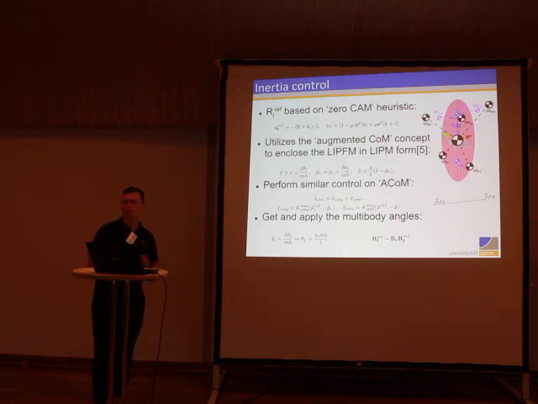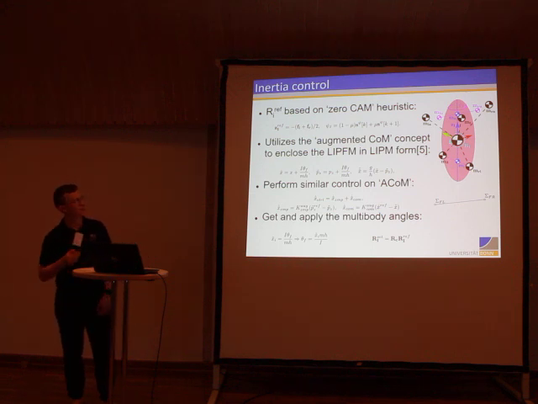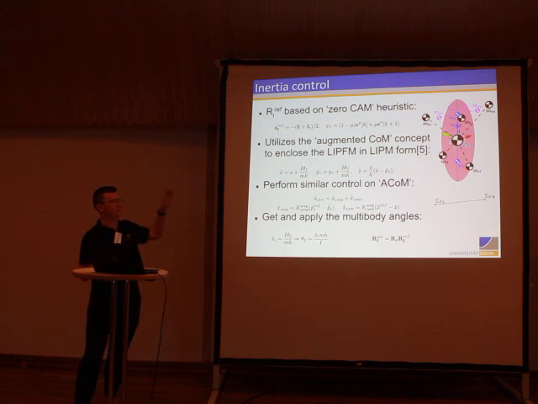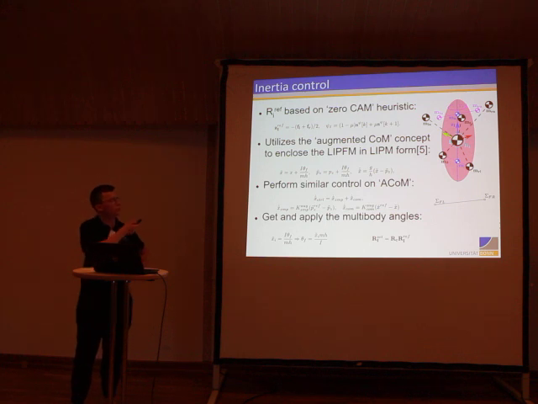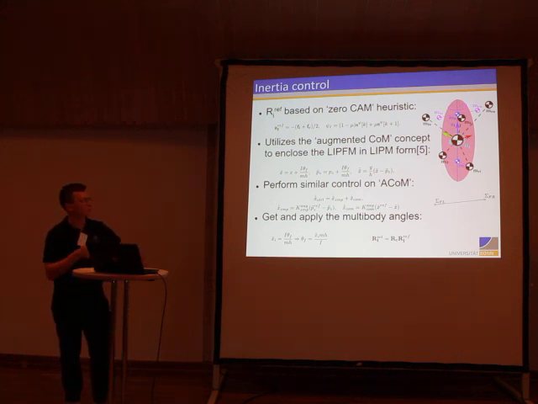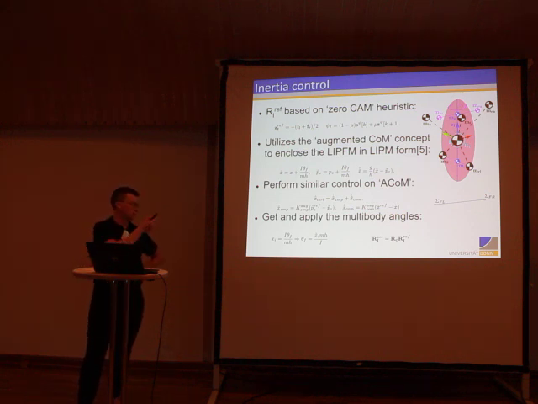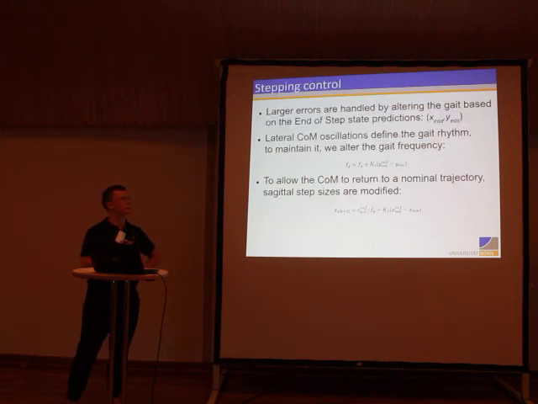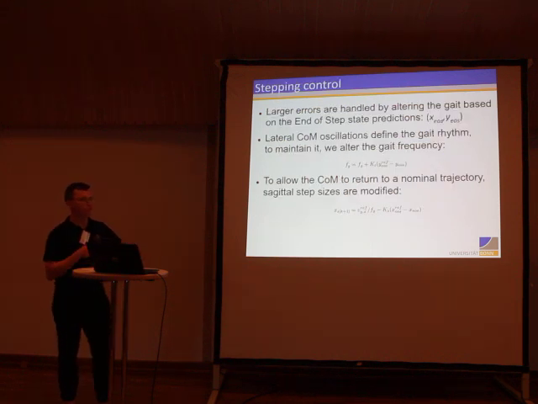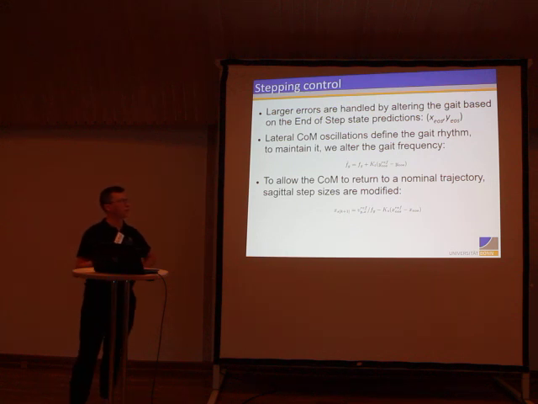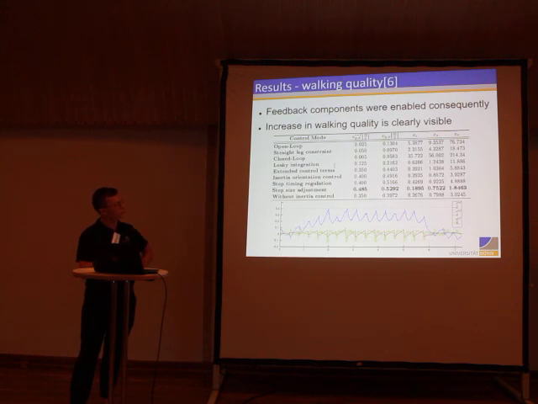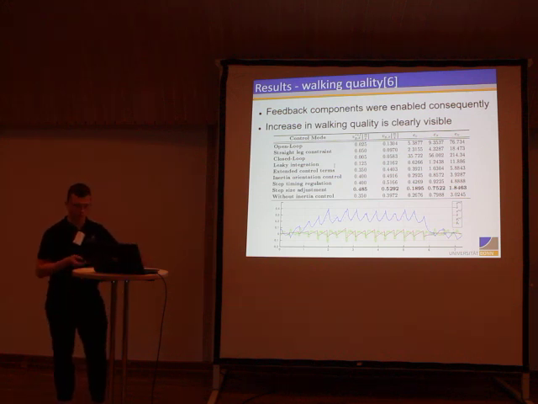For the angular momentum, I implemented a zero centroidal angular momentum heuristic, which I then combined with the angular orientation and the center of mass position into this augmented form, and perform a similar controller on this augmented COM. And from there, you can basically calculate the desired inertia orientation to generate the angular momentum. And of course, I also added feedback on the stepping and the timing of the stepping. And in the end, we generated a very nice way of walking.